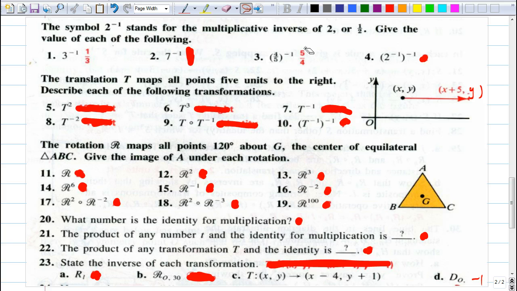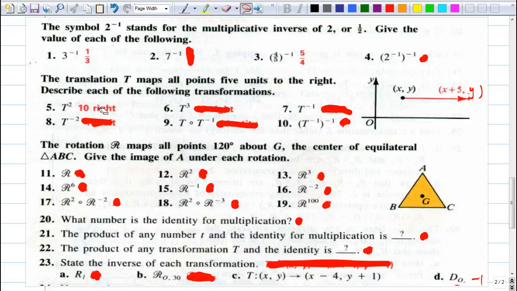What about number 5? It says t moves all points 5 units to the right. What does t to the second power mean? It means, Joshua? Yes, because it means you do t twice. T to the second power means you do t and then do t. Remember, we kind of equate that with multiplication, sort of, with mapping. So t to the second power means you do t once and then do it again.